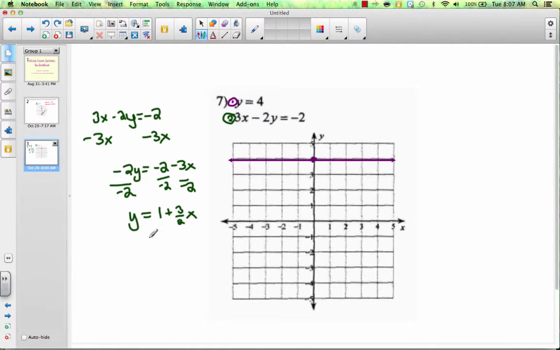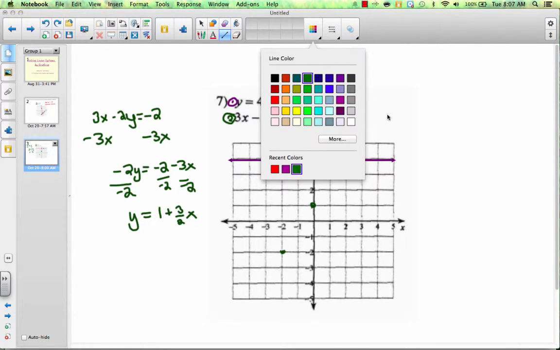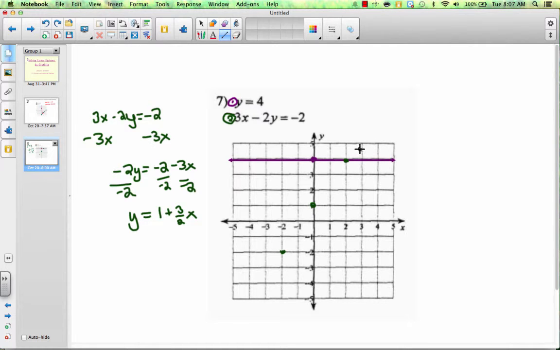So if I think about y equals mx plus b, my 1 here is my b, that's my y-intercept, so that's where I'm going to put my first point. And then my slope is 3 over 2. So I'm going to go up 1, 2, 3, and over 2, 1, 2. I could also go in the opposite direction, down 3, 1, 2, 3, and to the left 2, 1, 2. And now I'm going to go ahead and draw my line.